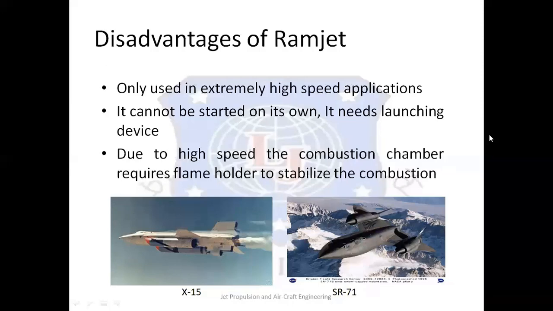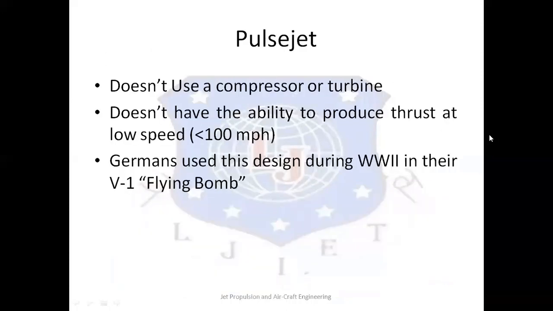And once it reached the special speed, it can be launched. Third disadvantage, due to high speed, the combustion chamber required a flame holder to stabilize the combustion. Because it is operating at high speed, we required some kind of device to hold the flame inside the combustion chamber. So these are the disadvantages of the ramjet engine.